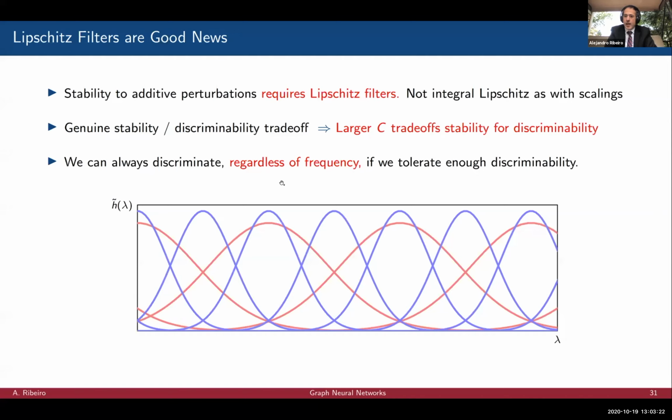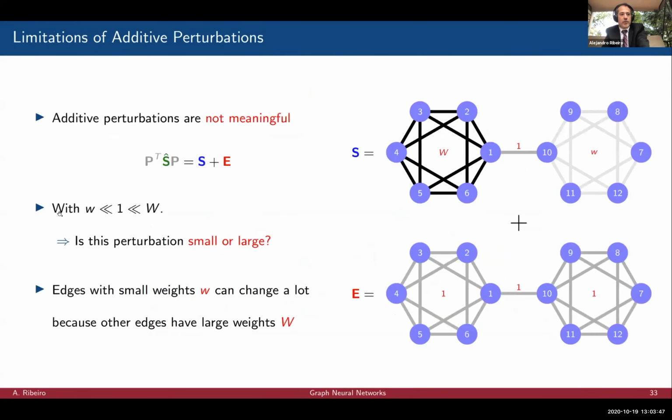So if you tolerate enough instability, should say here, so sorry about this typo. If you tolerate enough instability, you can always discriminate your features. Now, but these additive perturbations that I was just describing, they give good results, but the good results that they give are a little bit of a mirage, because additive perturbations really are not meaningful. Okay, so here I'm trying to illustrate why this is not the case.